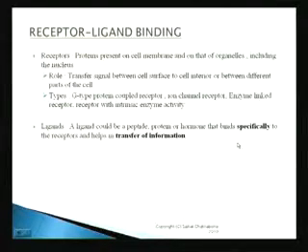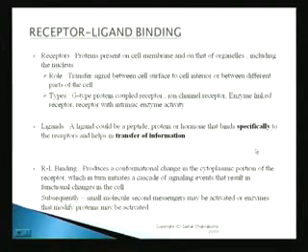So there is a lock and key mechanism, just like in the case of enzymes, you know, enzymes will bind to a particular substrate, so a similar kind of thing. And now the idea of the receptor ligand binding. So we talked about the receptor, we talked about the ligand, let's talk about the binding that follows. So how does this binding occur? Very similar to the enzyme binding to a substrate.